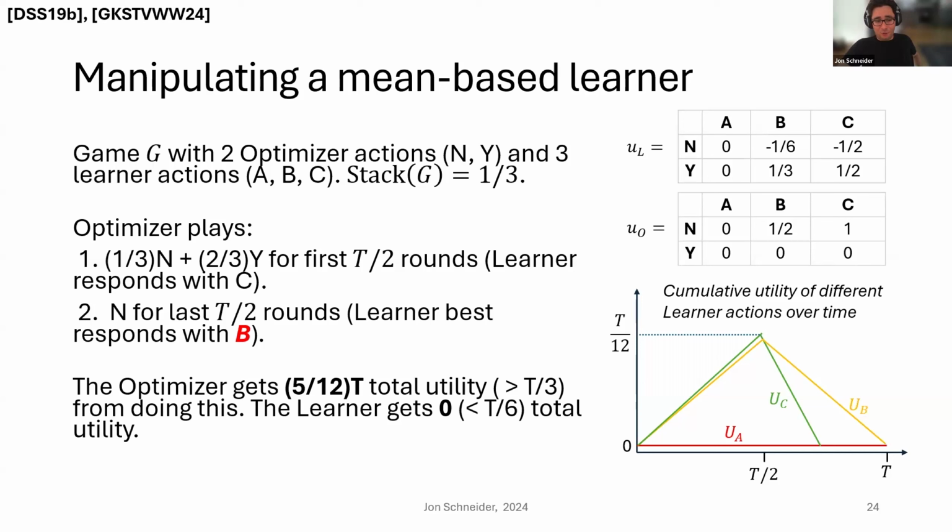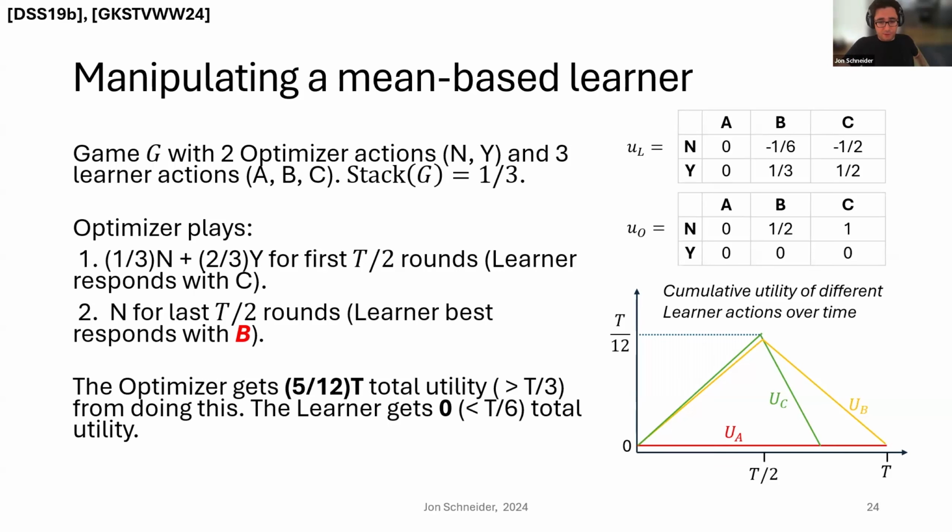And the idea there is that you can just go in cycles. You can break your time horizon into like 100 blocks of size T/100 and do some manipulation like this in each block. And these types of things can still outperform the Stackelberg strategy. So in some games it's crucial, but in some, there are still examples where you can manipulate a mean-based learner without knowing the time horizon. Great question.